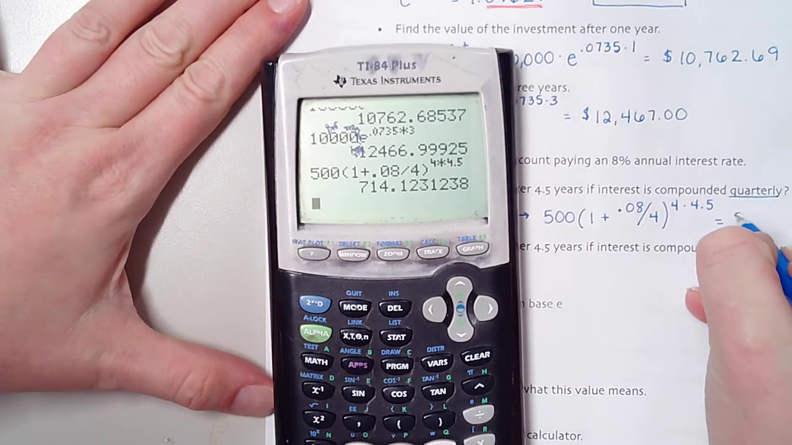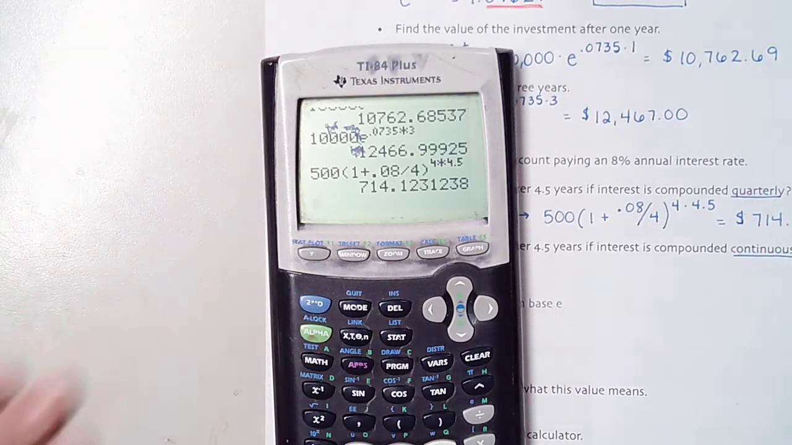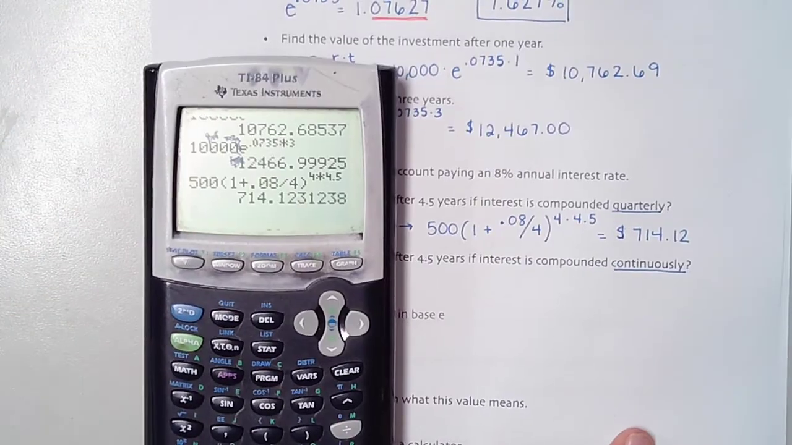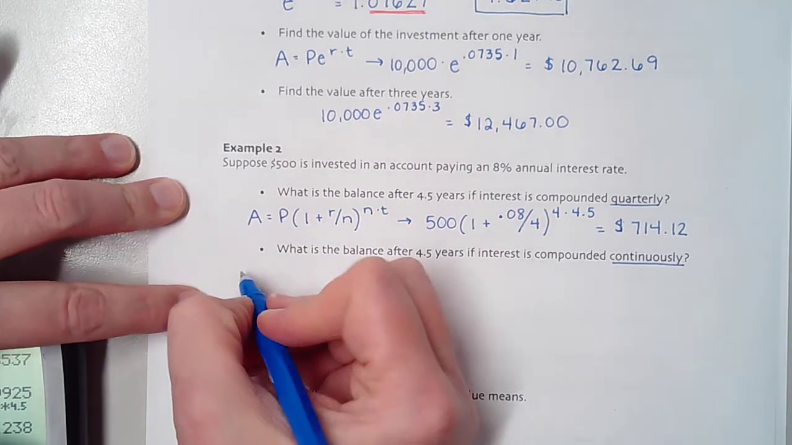$714. Gosh, that's pretty good growth there. And 12 cents is what you would have after 4.5 years. Okay, not bad for free money, right? That's a little over $200 in free money. Okay, now let's see what happens if we go continuously.